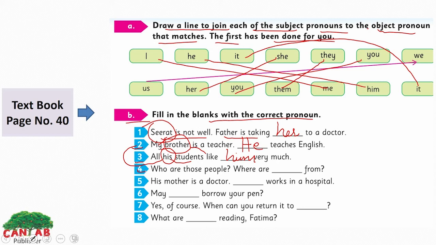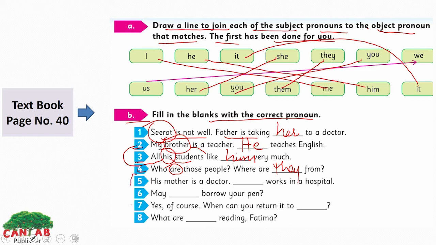The fourth one: who are those people? Where are there refers to the plural nouns here. So which pronoun will we choose here? They or them? Where are them from? Is it correct grammatically? No. Where are they from? is the right option.